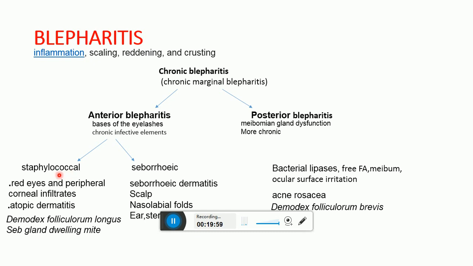The staphylococcal type is more common and more marked in patients with atopic dermatitis. Seborrheic blepharitis is strongly associated with generalized seborrheic dermatitis. It is characterized by involving the scalp, nasolabial folds, skin behind the ears and sternum.